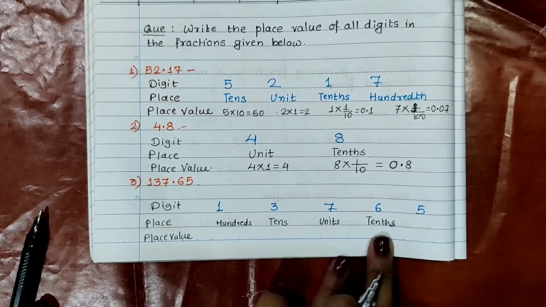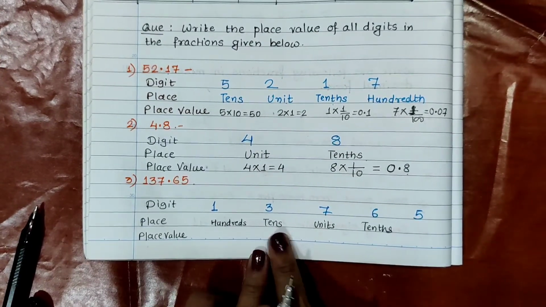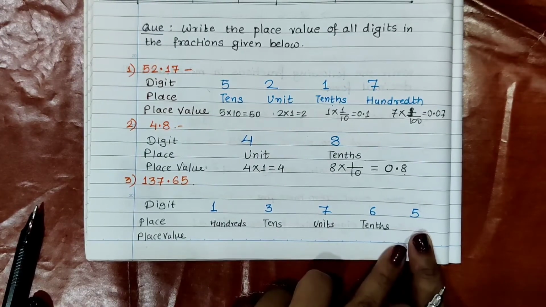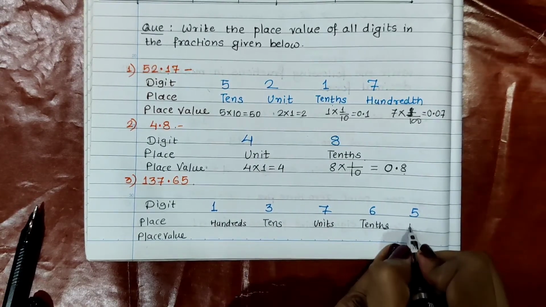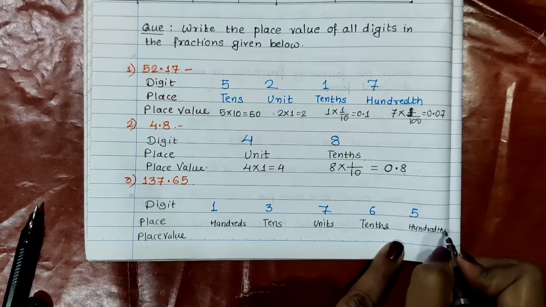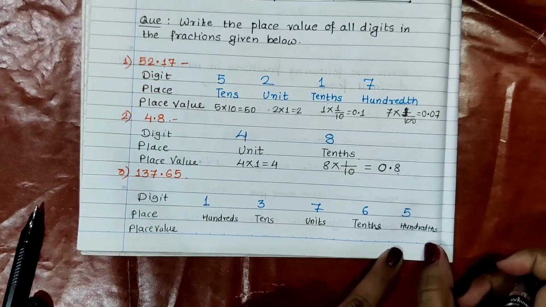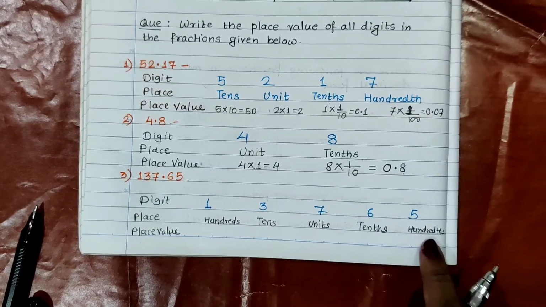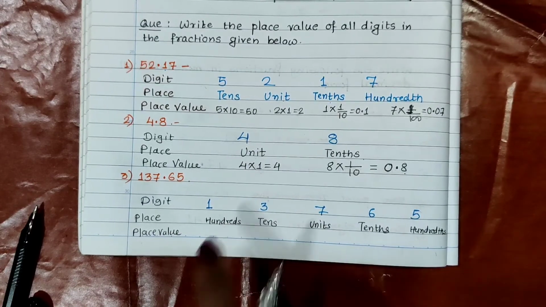Now on the right hand side of the point, the first digit will be at tenths. See the spelling difference. Here TENS, here TENTHS. Now this will be at hundredths. On the left side we don't write THS. On the right side we have to write THS.